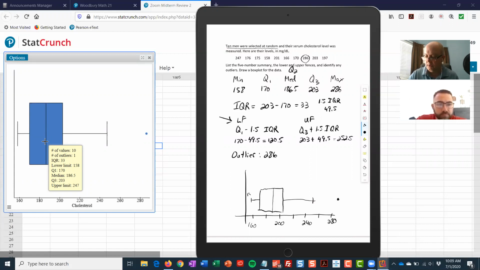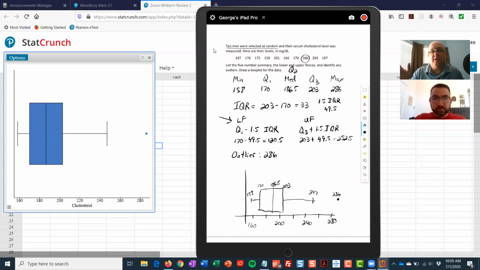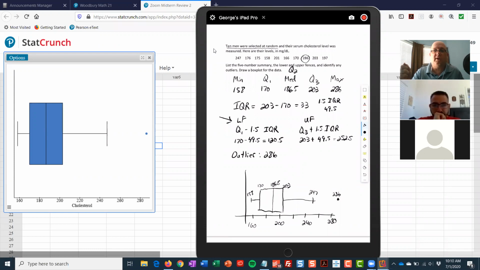My lower limit, again, the minimum was 158. Q1 was at 170. The median, 186.5. Q3 was 203. And the upper limit is right here, 247. And then finally, I know from above, my value for the outlier was 286. So again, it just has to resemble the graph. It doesn't have to be perfect. It doesn't have to be perfectly scaled. The idea is just that when I hold it up next to my screen, I've got to be able to say, oh yeah, they did it the right way, and then we're all set.